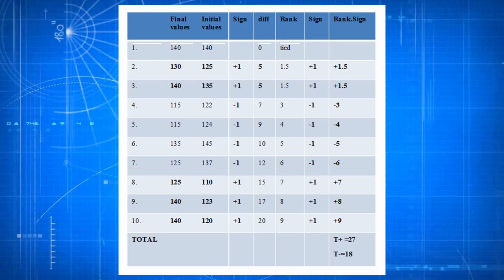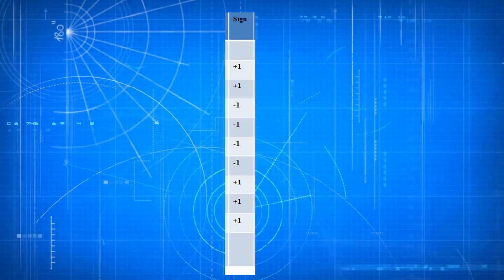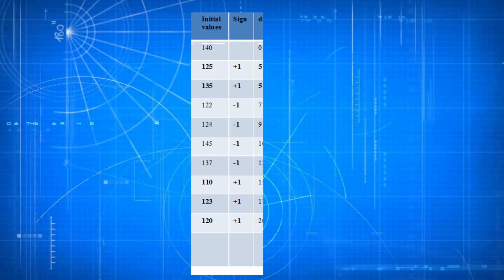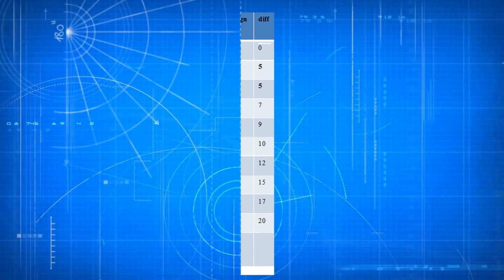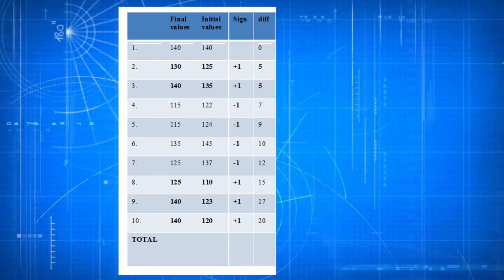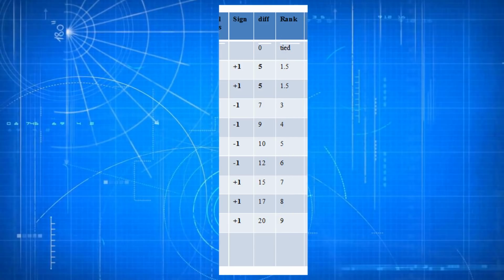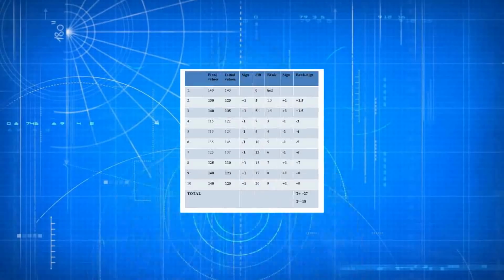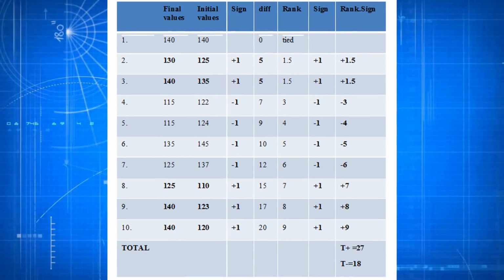If you look at the table, you will find in the first 2 columns, we have recorded the measurements of initial and final level. In the third column, what we have done, we have put a sign. If the final value supersedes the initial value, we rank +1, and if it is the other way round, we put it -1. In the fourth column, we actually calculate the difference between the final value and the initial value. Then we rank all this and then we put a sign for the ranks, and finally we get a product, rank into sign.